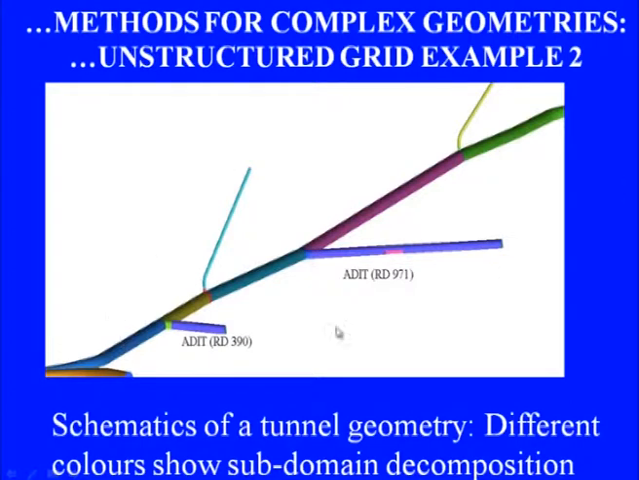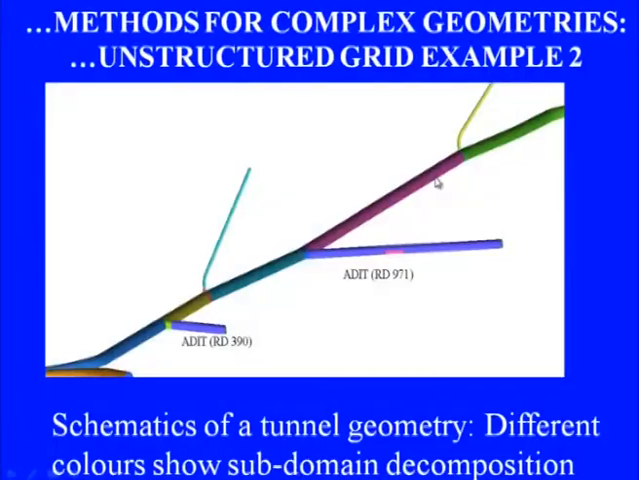So, this is our geometry of the tunnel, and the different colors you can see here each represent a decomposition of a subdomain. Each color stands for one subdomain. This whole tunnel we have divided into many different subdomains, 1, 2, 3, 4, you can count, there are more than 10 different subdomains depending on what type of features we had at that point.